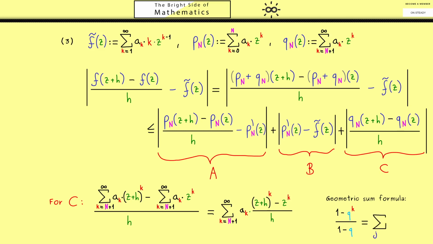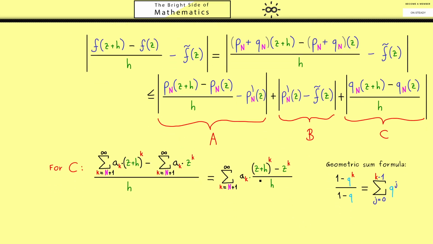However, in all other cases, this is indeed the finite sum starting with 0 and ending with k minus 1. And we simply sum up all the powers of q. Now, in order to apply this formula here, the trick is to use a suitable q. Maybe not so hard to see is that we need both z plus h and z in q. Hence, what will work is when we choose q as z divided by z plus h.